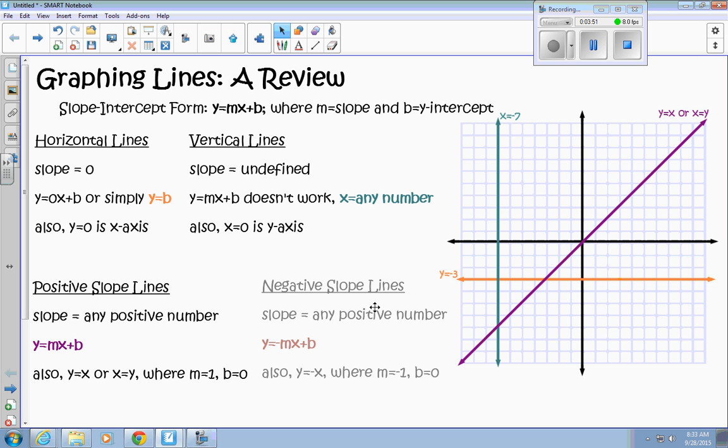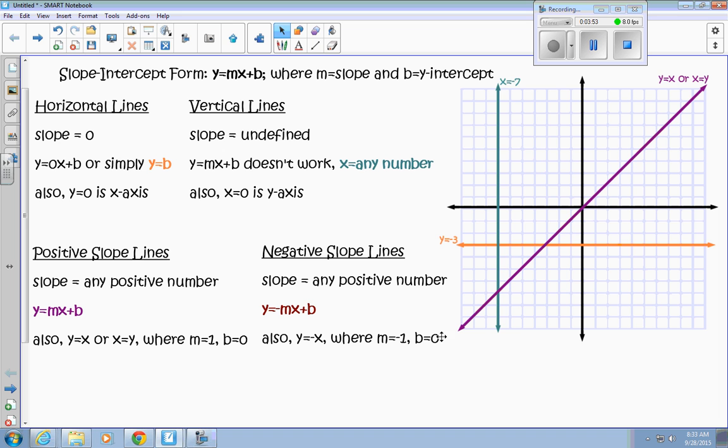And finally, we have lines with a negative slope. They're represented by y equals -mx plus b. It's exactly the same, except our slope goes downhill from left to right.